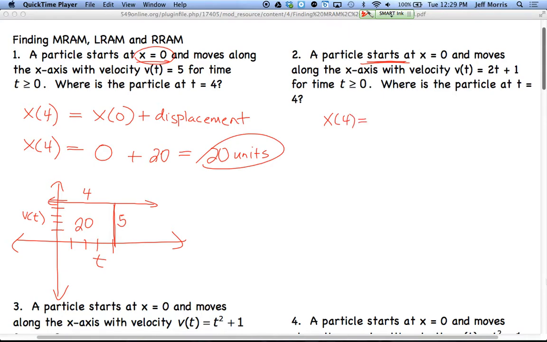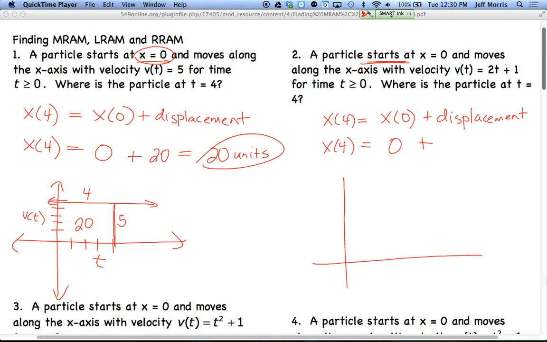Calculate x of 4 by going: my starting position, so the position at t equals 0, plus displacement. I just want to get that formula drilled into your head. So if I'm going to calculate x of 4, I need to know its starting position, which again is 0, kind of lame, plus whatever the displacement is. How do we calculate the displacement one more time? Area under the curve. This one's a little more interesting, because it's not a rectangle.